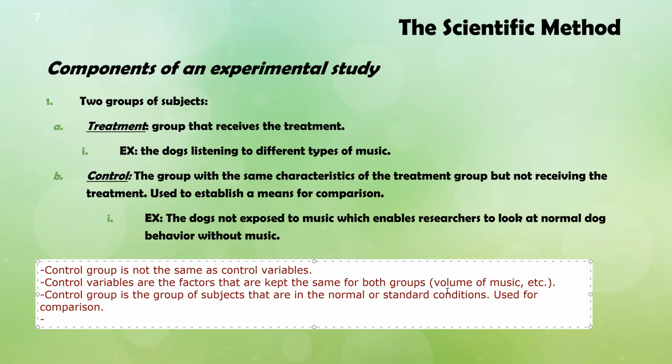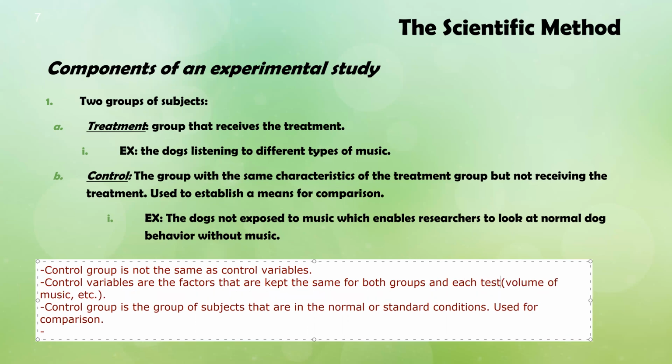So you keep them the same for both groups, but you also keep them the same for each test, right? Each dog. Okay, hopefully that makes sense. So control variables are different than the control group. Okay, so you can see here, I wrote under control group, the dog's not exposed to music.